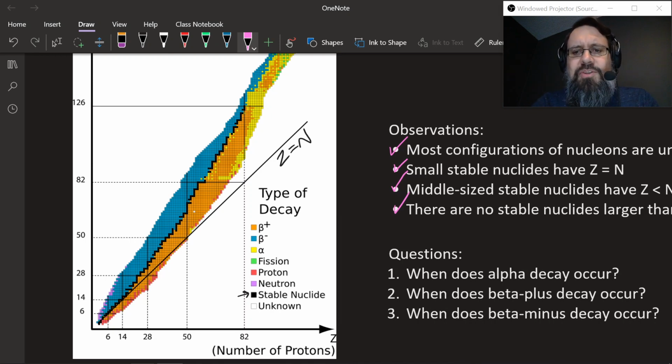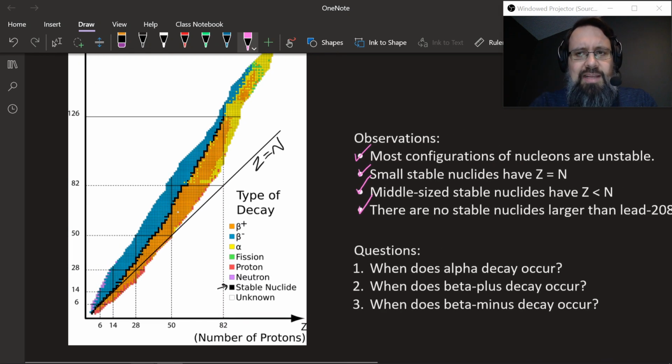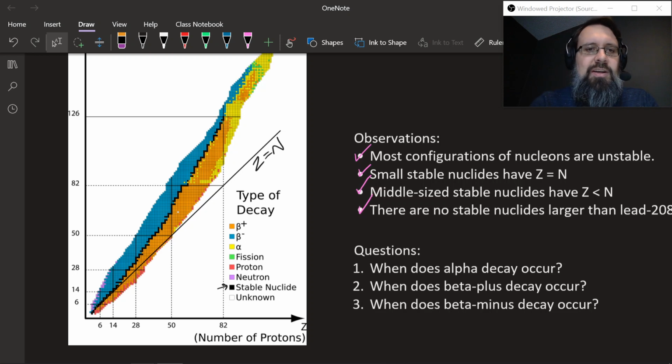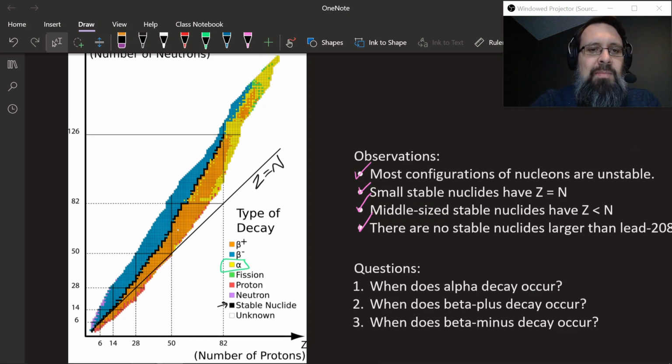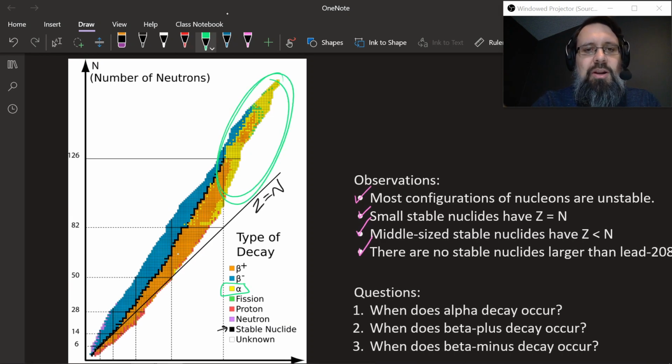All right, I have three questions here that are going to be in the lesson for today, and I'm just going to briefly talk about them now to help you answer them on the lesson. Question one: when does alpha decay occur? So what you'll notice is there's the alpha decay. The alpha decays primarily happen out in this region up here, and that's when the nucleus is too big. So alpha decay primarily occurs for large nuclides, when you have a nucleus that's really, really big.